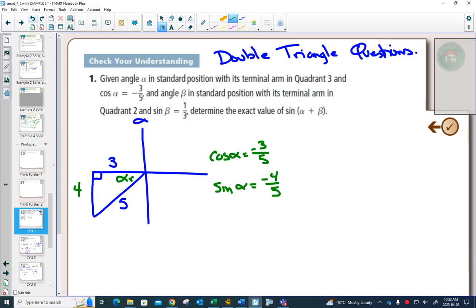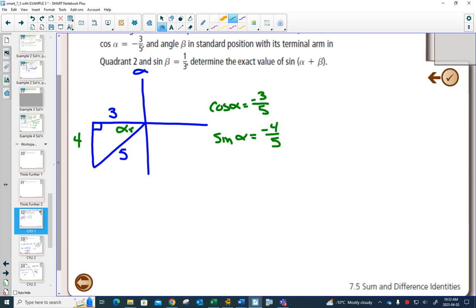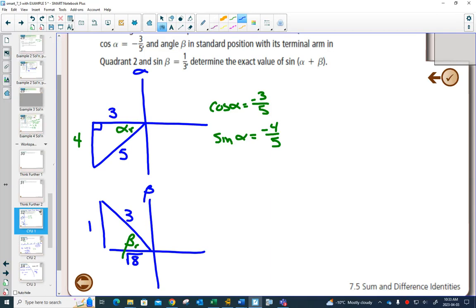And now they give us information about beta. So we can draw, same thing, figure out where beta is. It tells us beta is in quadrant 2. We can draw a triangle back to the nearest x-axis, label our beta reference angle, and we are told that sine of beta is 1/3, so that makes opposite over hypotenuse. And you can do a squared plus b squared equals c squared, and solve, we'll do that. Solve that this side is the square root of 8.